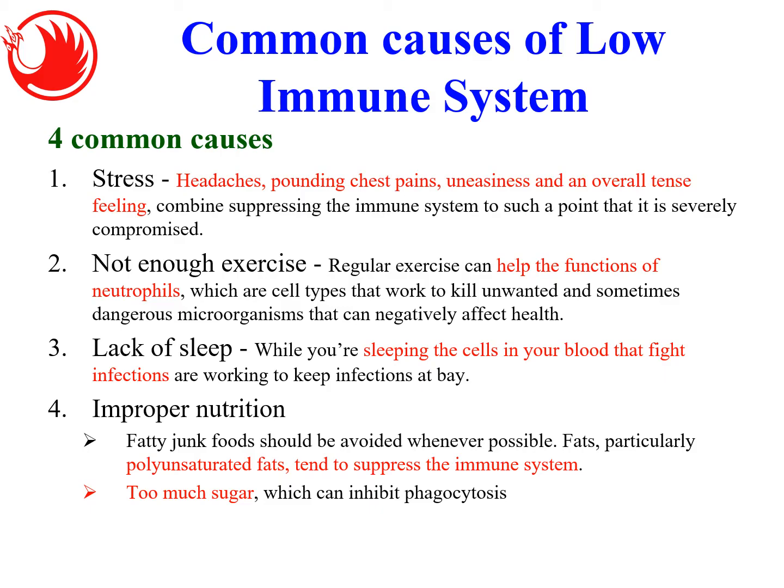I think a lot of junk food contains fat, especially polyunsaturated fat, which tends to suppress the immune system. I think you have to avoid it. Too much sugar is also no good, because too much sugar will inhibit your phagocytes. So don't take too-sweet food. Although I'm a person who likes sweet stuff, I do have to cut down also. So the 4 common causes of low immunity: stress, not enough exercise, lack of sleep, improper nutrients.